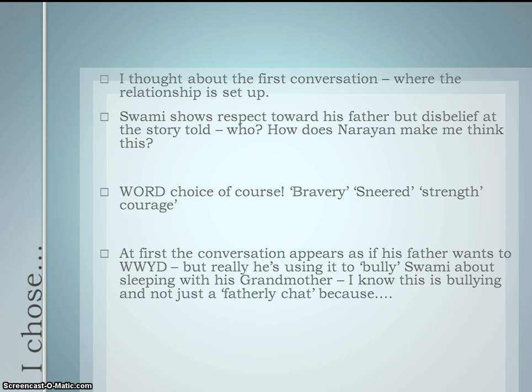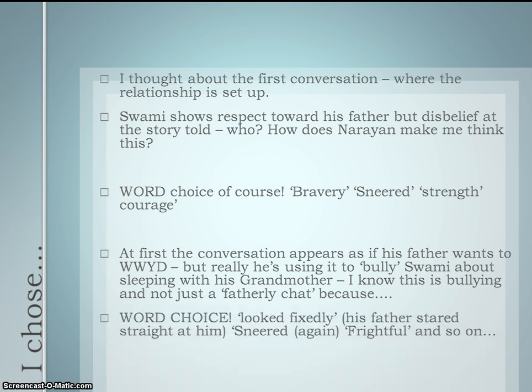what would you do type of conversation, but ultimately he's using it to bully Swami about sleeping beside his grandmother in the hallway. I know it's bullying rather than just a father trying to say to his son, hey, you're getting a bit old for this, time to grow up, because there's word choice. If you look fixedly at someone, when someone stares at you and really won't let you off the hook. So, got the idea of that?